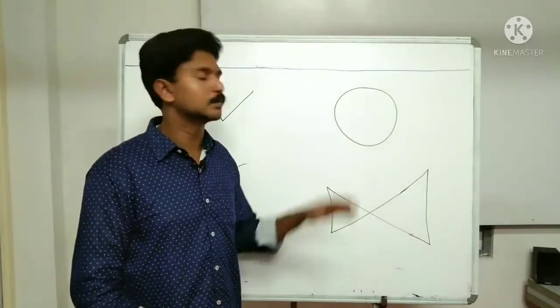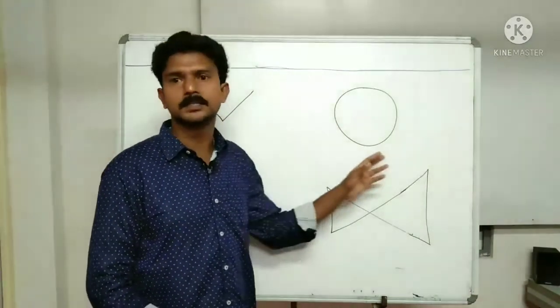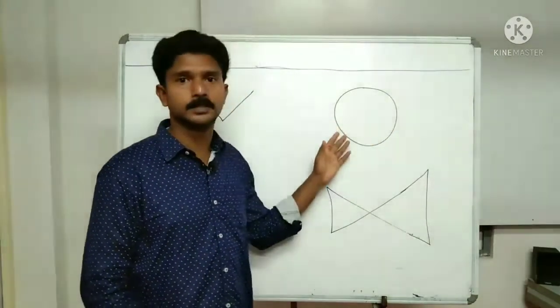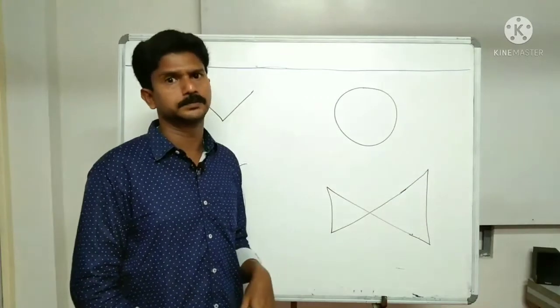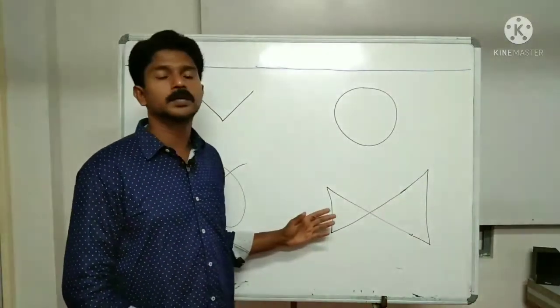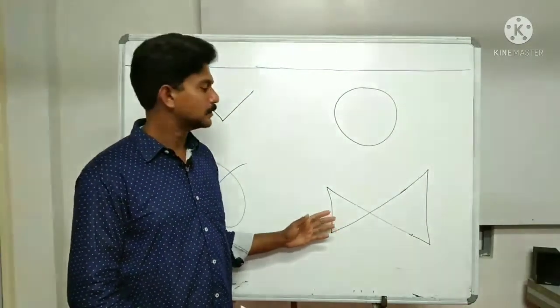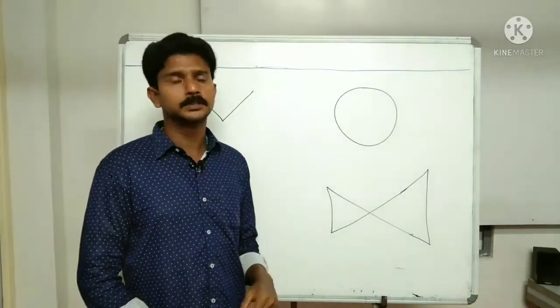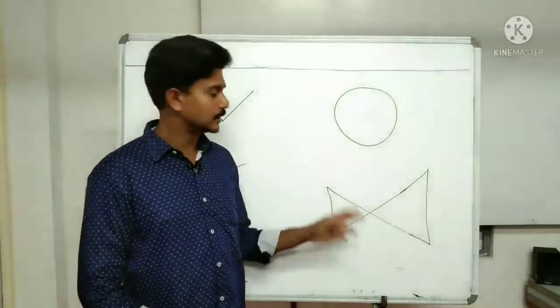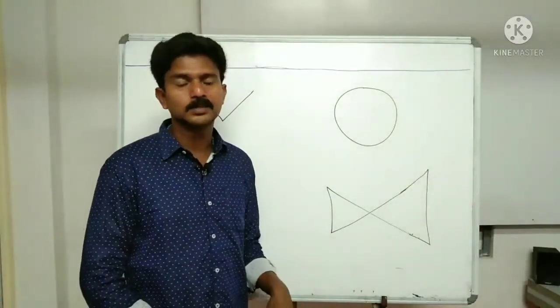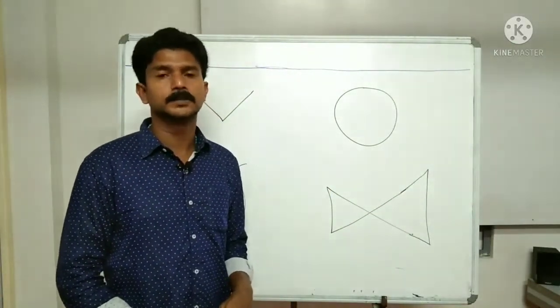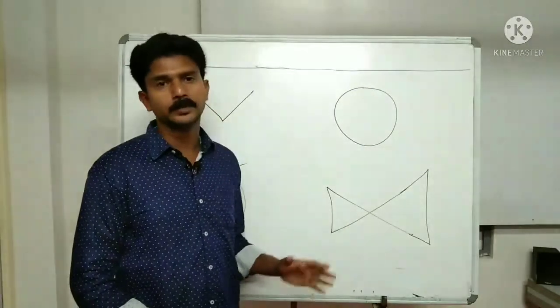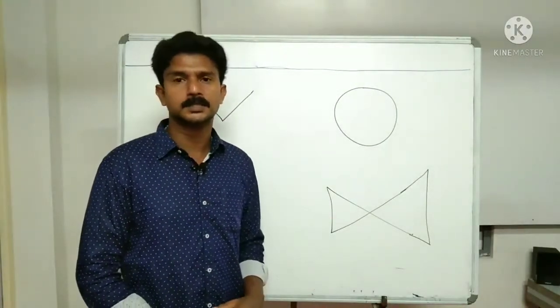This one is not intersecting. So what can we say about this one? We can say this curve is a closed one. It's a simple closed curve. This is also a closed curve, but it is not a simple one. If we want to say a simple curve, it should not intersect. These lines are intersecting, so we cannot say it is simple. It is closed but not a simple one.